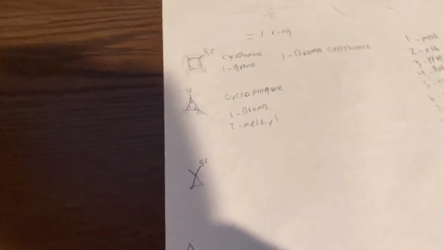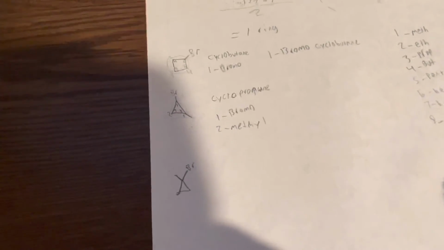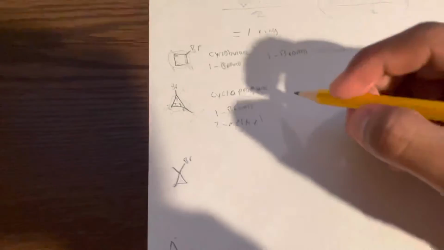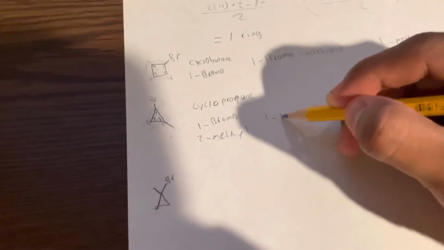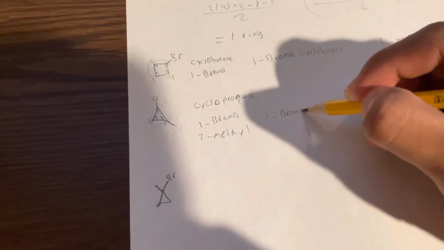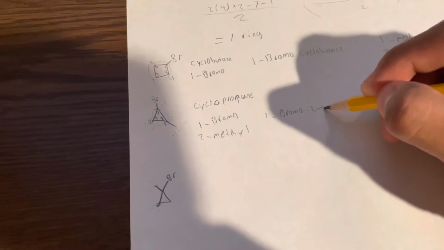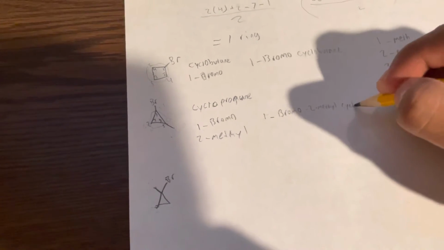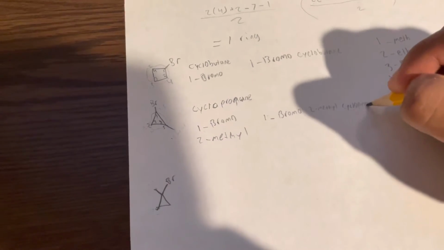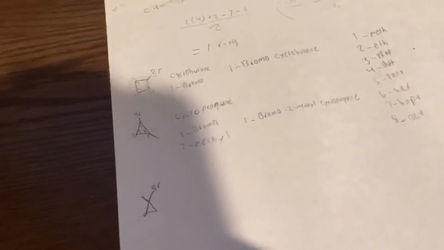All right. Let's name this now. It's gonna be 1-bromo-2-methylcyclopropane. And that's going to be it for that one. All right, let's move on to the next one.